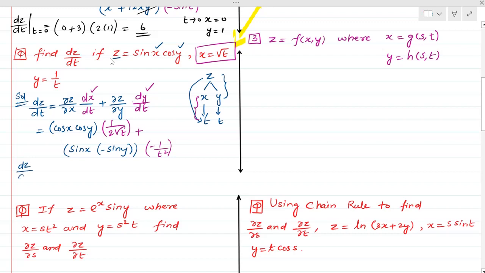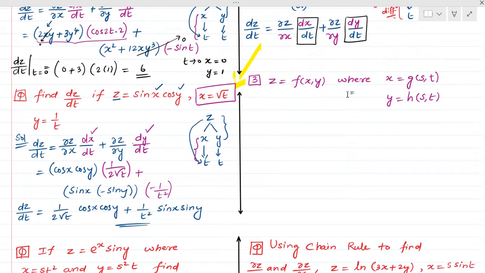So dz over dt equals 1 over 2 root t cosine t cosine x cosine y minus of minus, it becomes plus, then 1 over t square sine x sine y. So this is the value for this one.